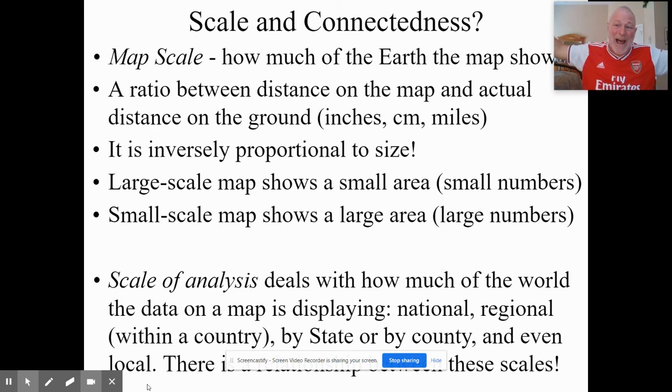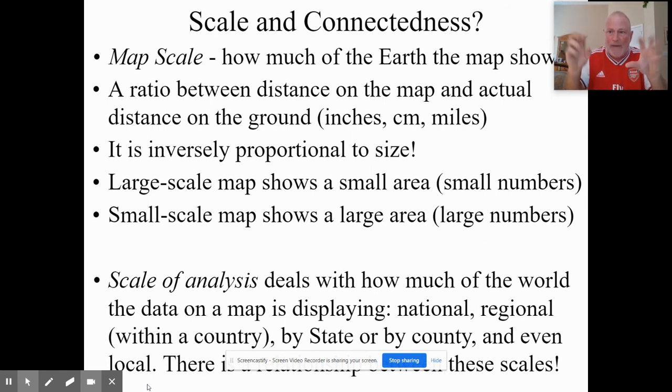It's not that the map is a global map. Yeah, that's a scale, but that's map scale. That's cartographic scale. We want to know what's the scale of analysis. If it's a whole world map, but every country's data is being displayed, it's at a country scale of analysis or a national scale of analysis.